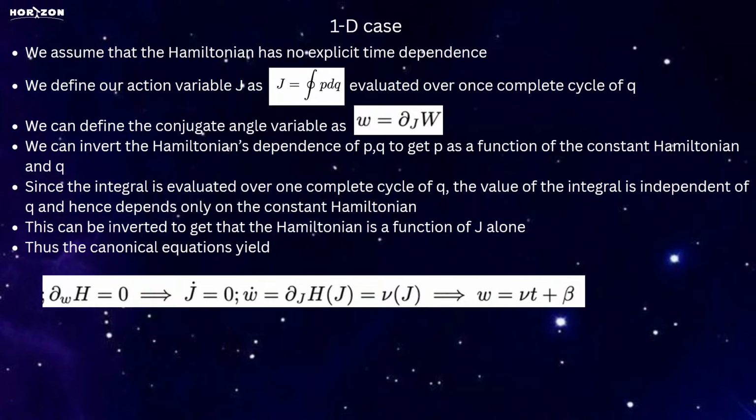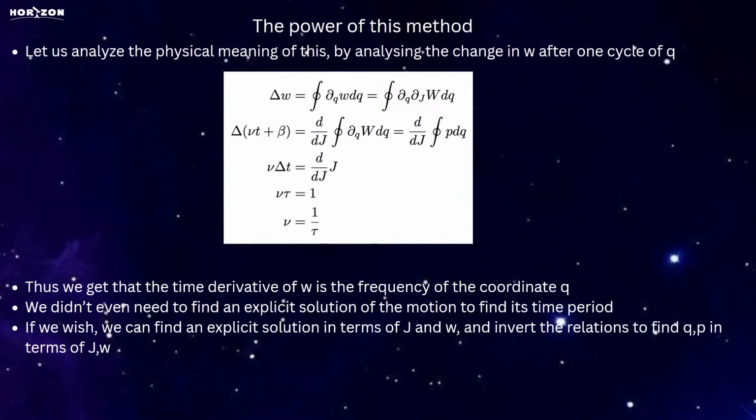If we evaluate the time derivative of our angle variable using canonical equations of motion, we get that the time derivative is a constant, which means the angle is given by nu t plus beta. Doesn't this seem familiar? This must ring a bell. This looks suspiciously like uniform circular motion. And it turns out that this is in fact the case. We can actually prove this by analyzing the change in an angle variable after one complete cycle of q. And when we simplify this expression, we get that this nu, which is the time derivative of our angle variable, is just 1 by the time period of motion.